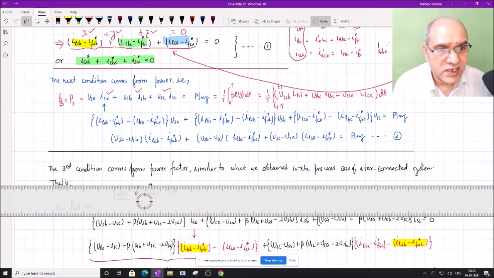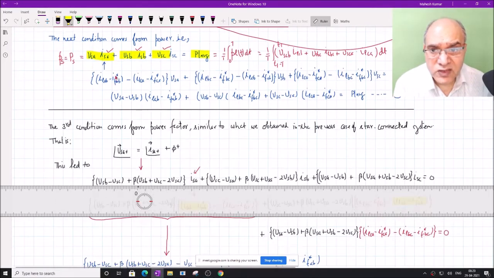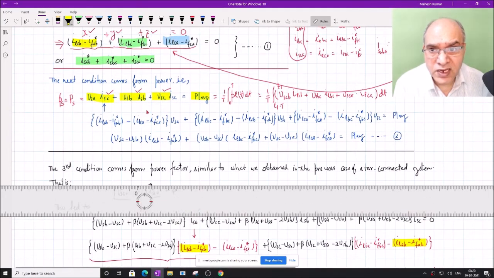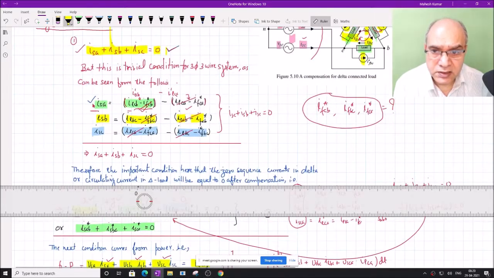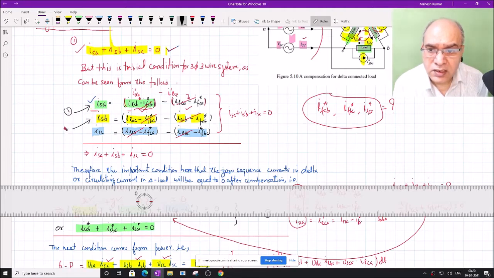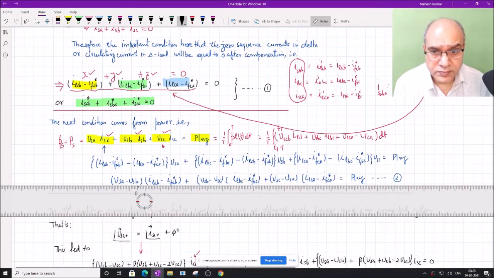So I hope this point is clear. Okay, and therefore this VSA into ISA plus VSB into ISB plus VSC into ISC must be equal to this PL average. Now we substitute ISA, ISB, ISC. What is ISA? This is ISA. The first equation is ISA. So this is for ISA, this is for ISB, this is for ISC. We use these equations in this power equation.